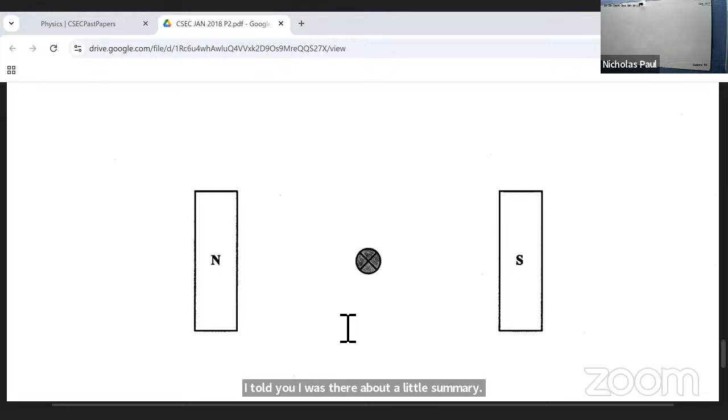Anyway, I'll give you a summary. You have to use the left-hand rule to help you. You can't just magically draw the field lines.